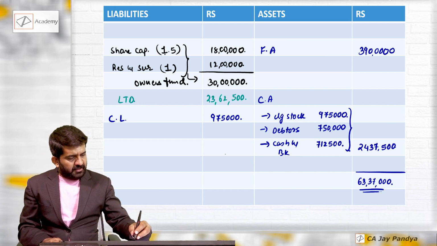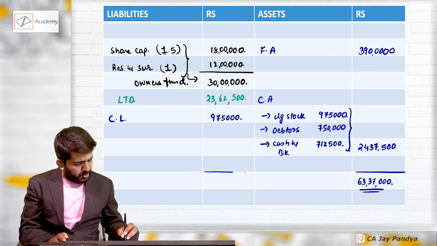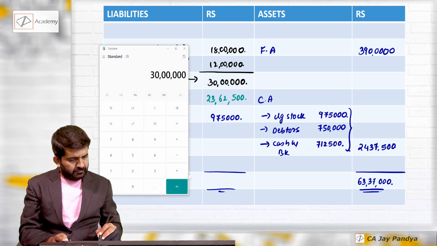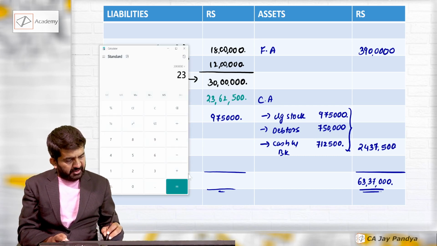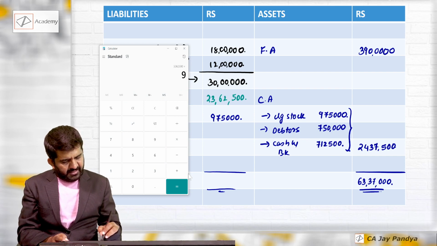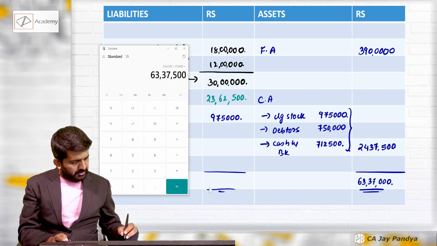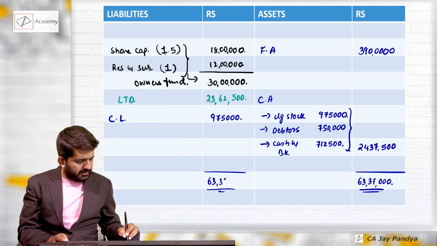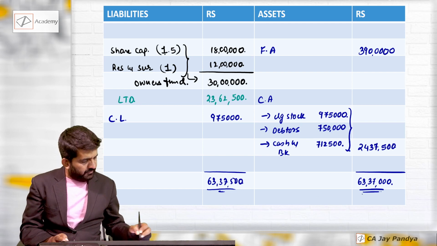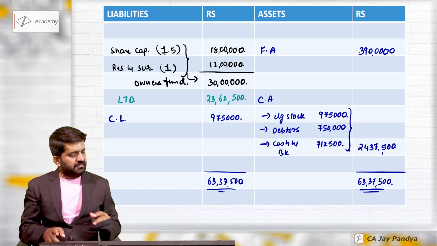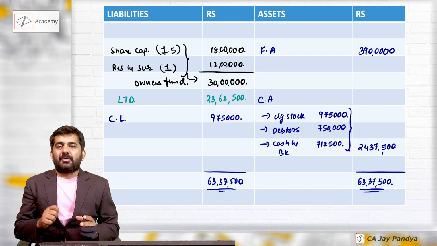Now there is nothing pending on the liability side, so our total should match. 30 lakhs plus 23 lakh 62,500 plus 9 lakh 75,000. 63 lakh 37,500. This is also 63 lakh 37,500. So the balance sheet is matching.